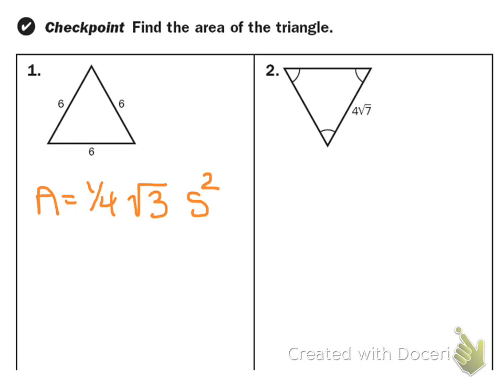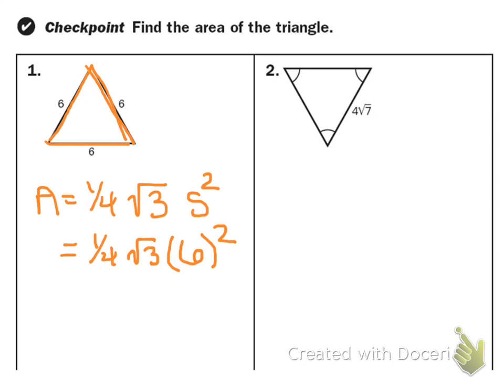Although they don't tell us this is an equilateral triangle, we know that it's an equilateral triangle because all three sides are the same measure. All three sides are congruent. All we have to plug into the formula is how long the sides are. So you have 1/4 times the square root of 3 times the length of the side, which is 6, squared.